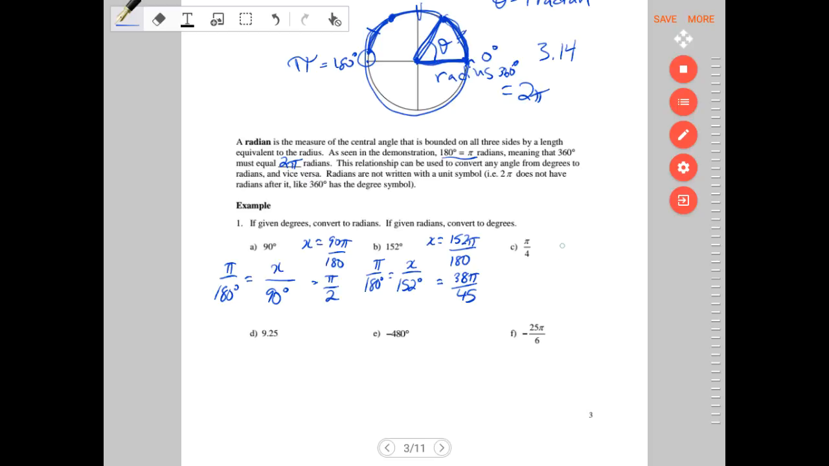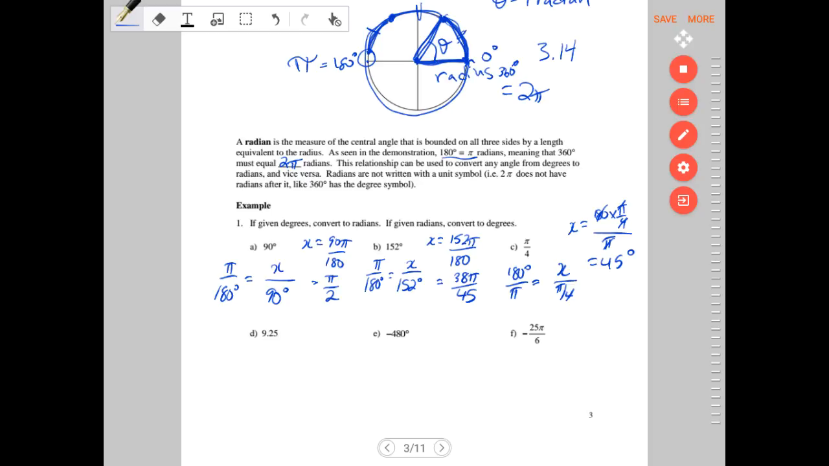Next one, C, we're given pi over 4 because it's got a pi in it and no units. We know it's in radians. So we know that 180 degrees is the same as pi. So pi over 4 is how many degrees? Okay, so again, cross multiplying. x equals 180 times pi over 4 divided by pi. The pi's cancel, 4 goes into 180, 45 degrees.